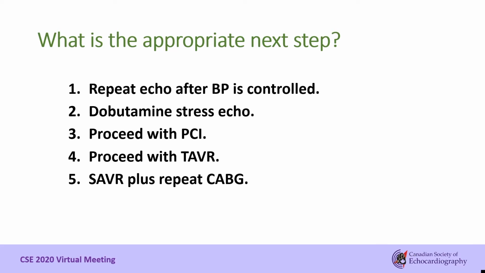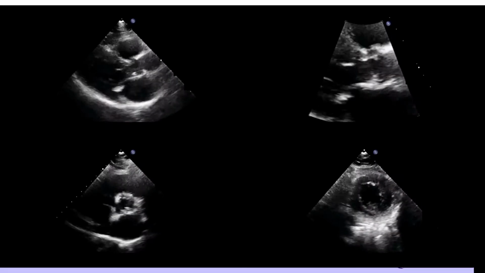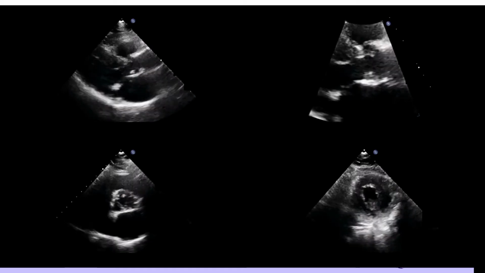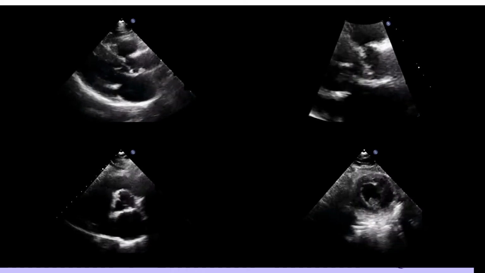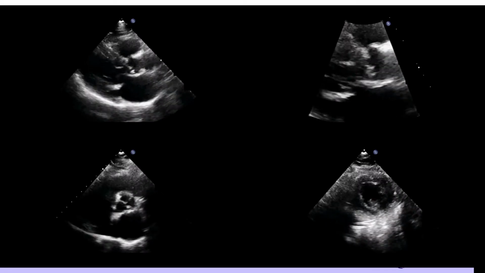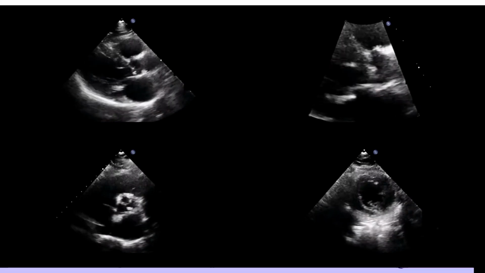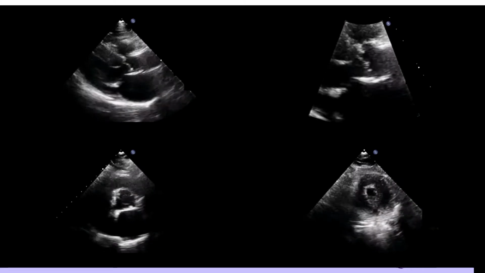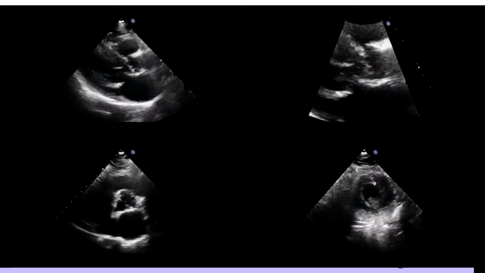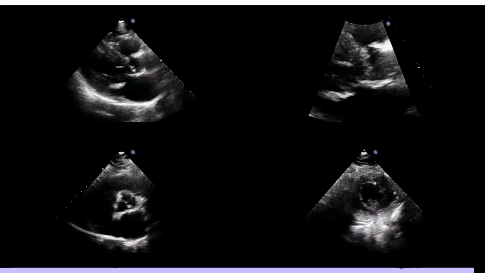Let's go over the reason why this decision is appropriate. Let's return to her echo images. You can see that although the aortic valve is sclerotic, it opens quite well. It would be unusual for this to create significant severe aortic stenosis.